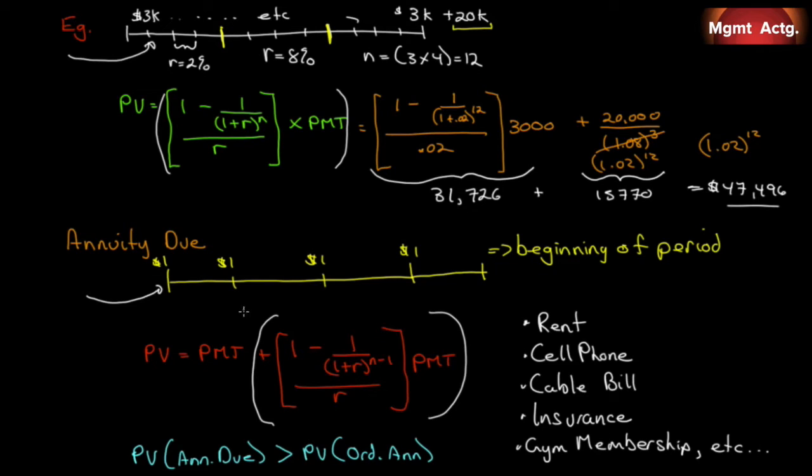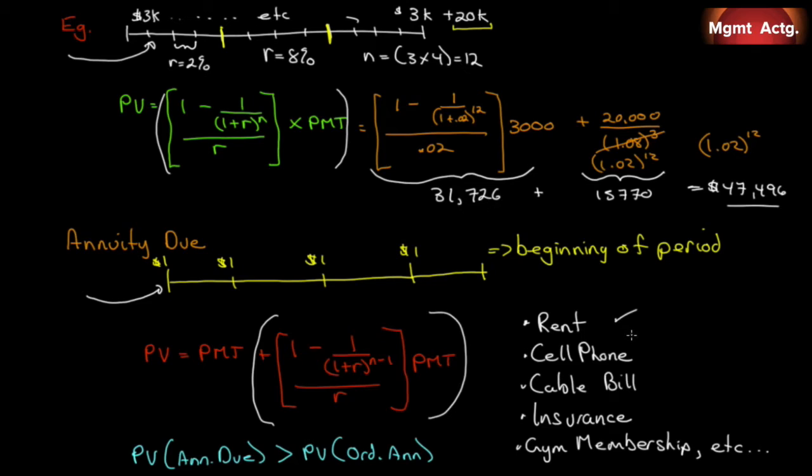Why do we bother with this? What's the difference between an annuity and an annuity due? Well, think about paying your rent. Do you pay it at the end of the month or the beginning of the month? Well, you pay it at the beginning of the month. So for your landlord, it's an annuity due. Why does your landlord want you to pay it at the beginning of the month? Because sooner cash flows are worth more.